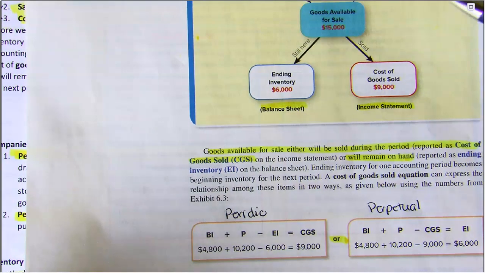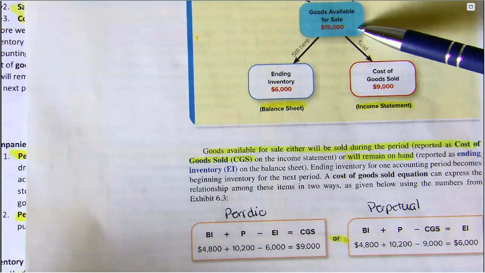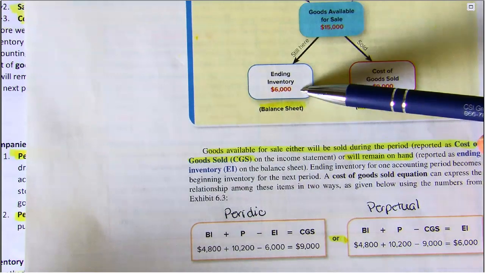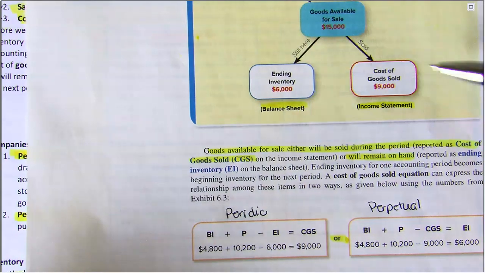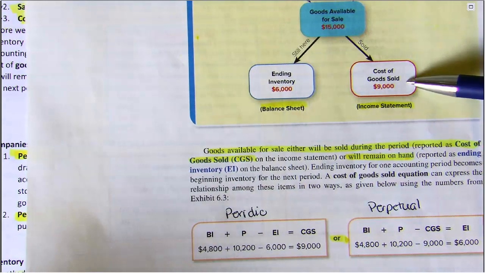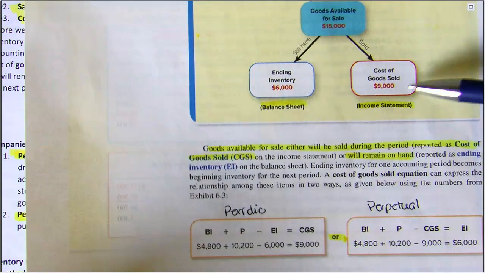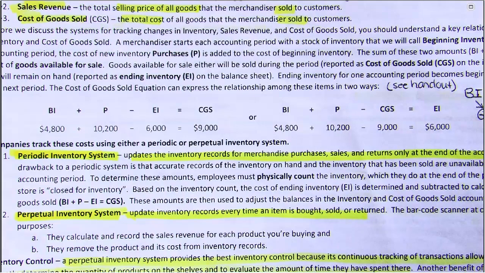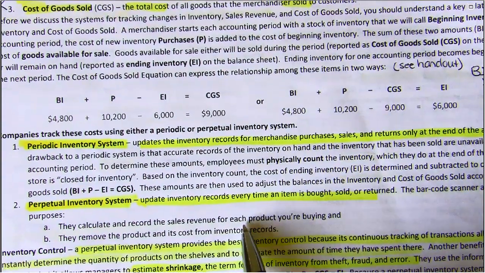Let's think about that. We had $15,000 available and we have $6,000 left. Is it good to assume that everything that was not there was sold? Probably not, because some of it could have been stolen. So this is not a good system for inventory management. A much better system would be the perpetual inventory system.